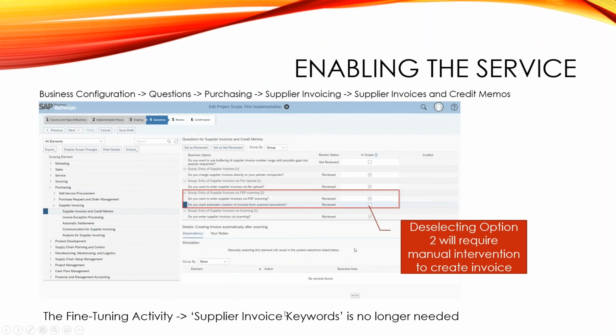So to enable the service, you've got really just 2 options within business configuration. If you go into business configuration, step 4, the questions, under purchasing, and then under supplier invoicing, within supplier invoices and credit memos, there are 2 options. One, do you want to enter supplier invoices via PDF scanning? Absolutely tick that off if you want to use the service. And then the second one is an optional one. Do you want automatic creation of invoices from the scanned documents?